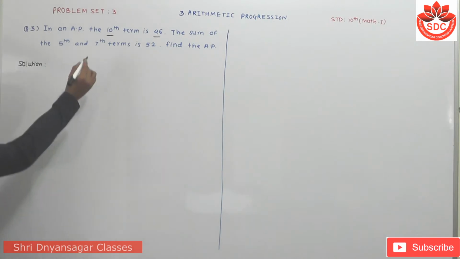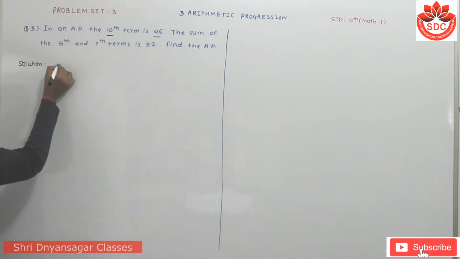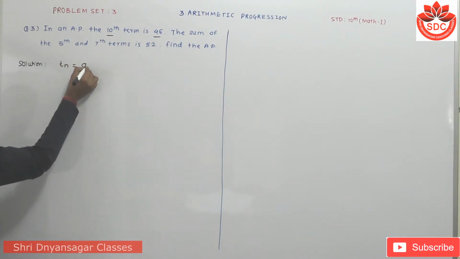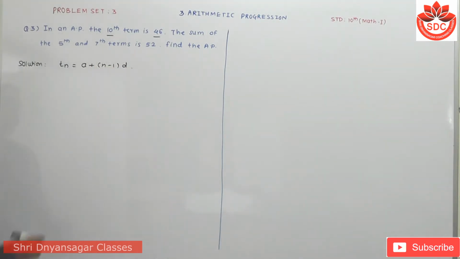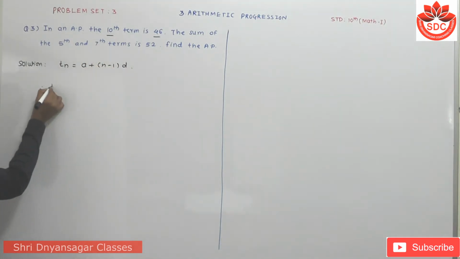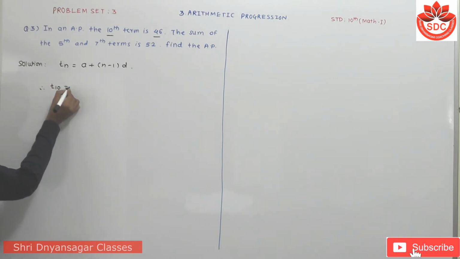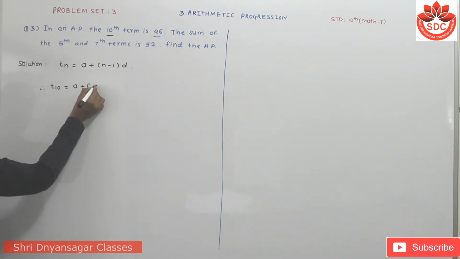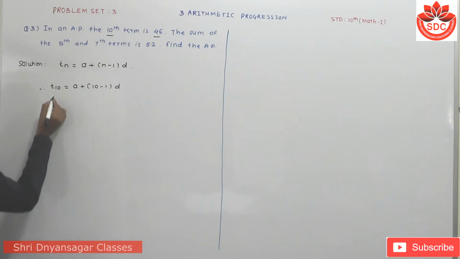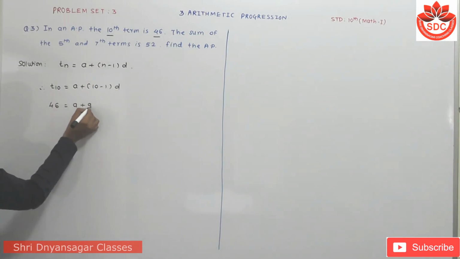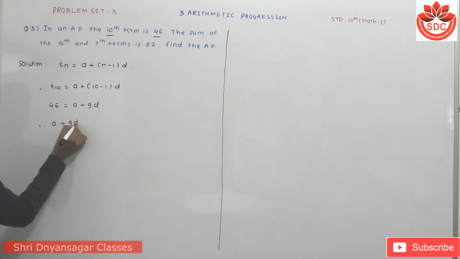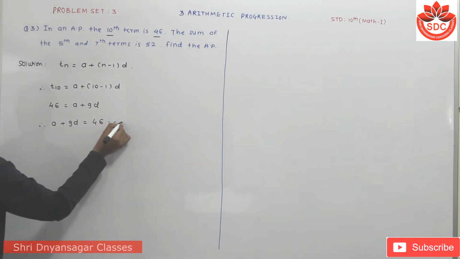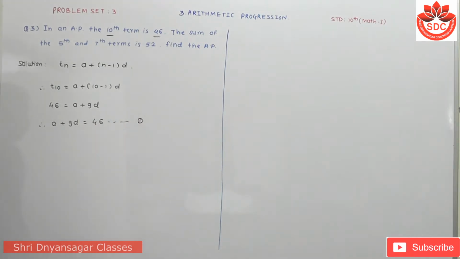Now here is the 10th term of an AP. We know that Tn is equal to A plus n minus 1 into D. This is the formula. 10th term means T10 is equal to A plus 10 minus 1 into D. T10 is given as 46, so A plus 9D is equal to 46. Suppose that is equation number first.